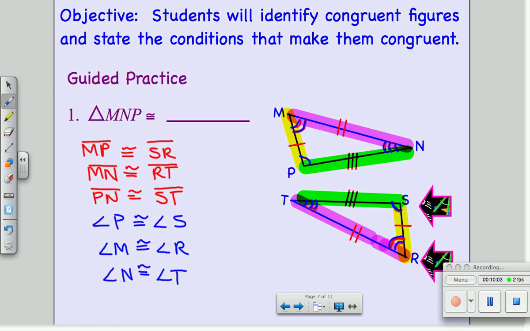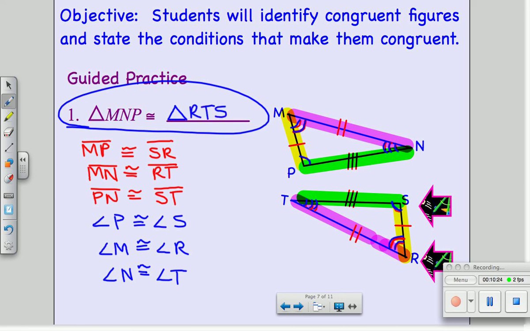Since all the angles and all the sides are congruent, then my congruent statement is right here, saying that triangle MNP is congruent to triangle RTS.